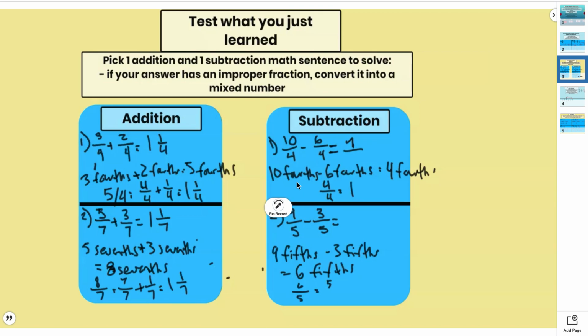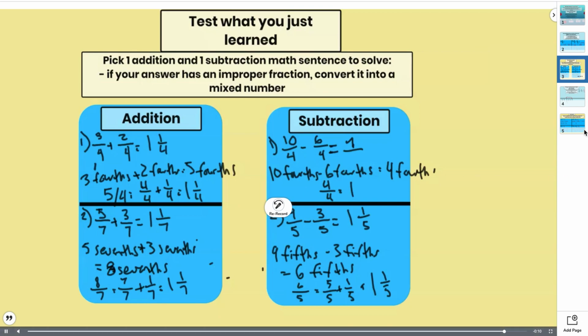And when we write the fraction 6 fifths, we want to change it to a mixed number. Since there's 5 parts in the whole, we have 5 fifths plus 1 fifth, and we get 1 plus 1 fifth, and we have 1 and 1 fifth. Okay? We're going to move on to our next topic within the lesson, so get ready.